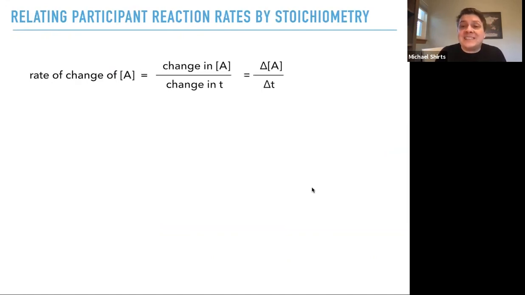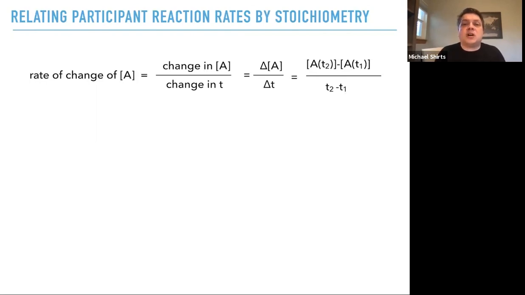And so we write that as delta concentration A over delta T. And we can approximate it, if we have two time periods that are relatively close together, as the concentration of A at time two minus A at time one, divided by time two minus time one. The labels of time one and time two are sort of arbitrary. You just need to make sure that you're consistent with what's going on.